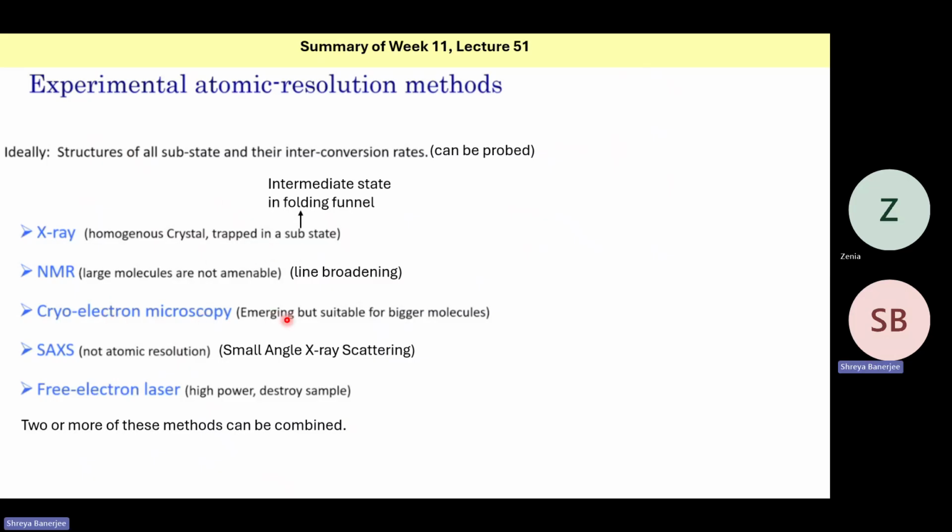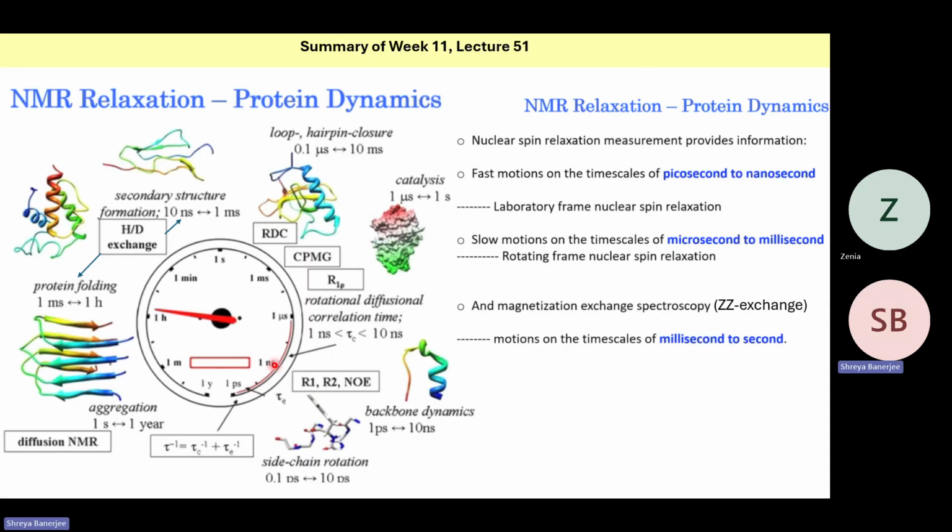Cryo-electron microscopy is an emerging technology, but it is suitable only for bigger molecules. Then there can be small angle X-ray scattering, but the problem is this will not give atomic resolution information. And free electron laser methods are also there, but it is a high powered method which will destroy the sample. So sometimes two or more methods are combined to get accurate information. So NMR relaxation will give an idea about protein dynamics.